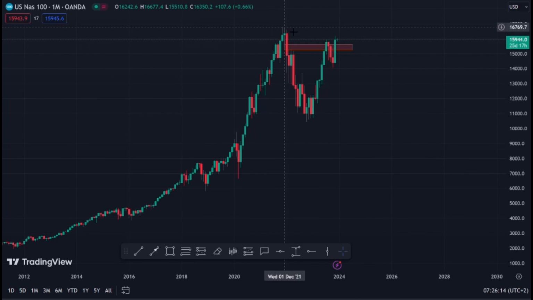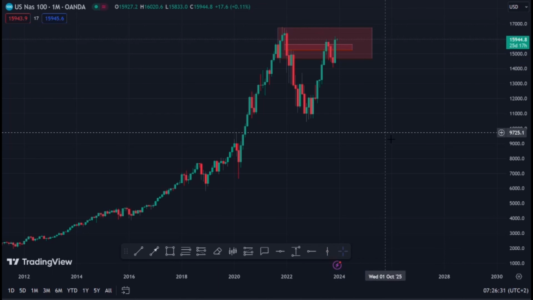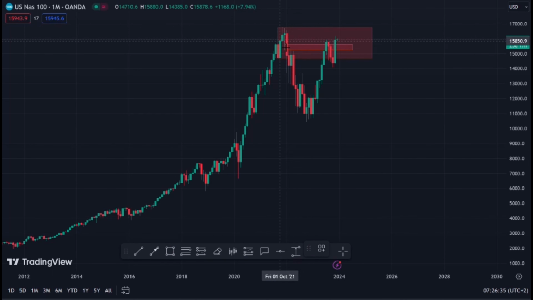You know why it closed above? Because of this 3 candle order block. So it closed on the body. As I always say, when there is a 3 candle order block right here, I'll change the color real quick. When there's a 3 candle order block, what do you do? You enter on the body of the second candle right there.